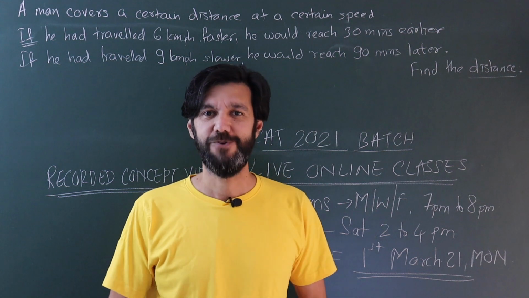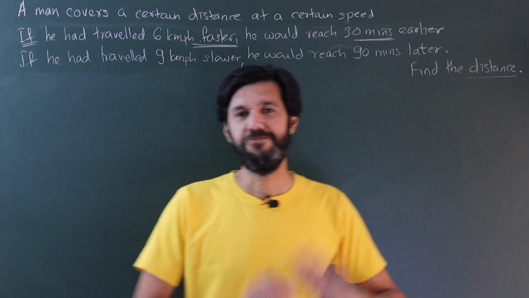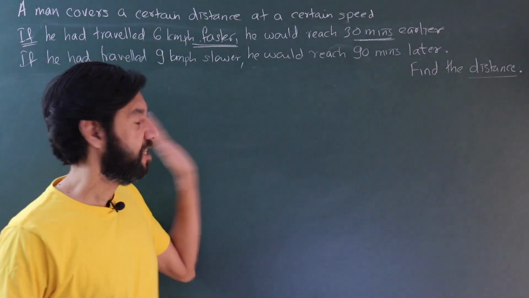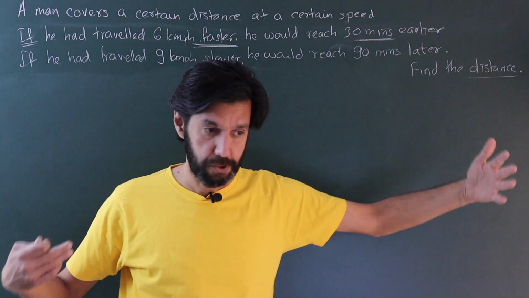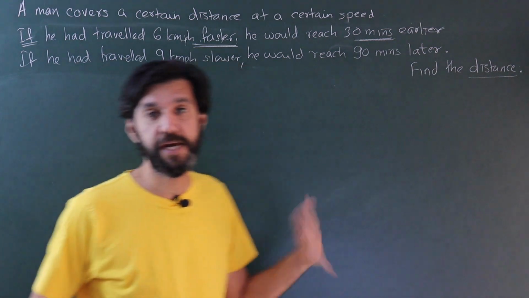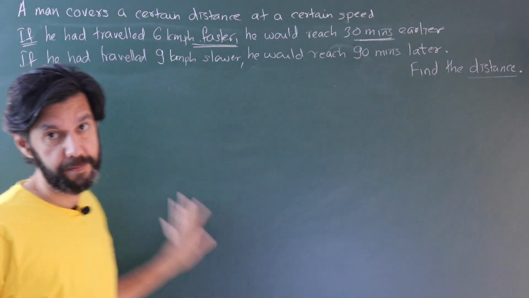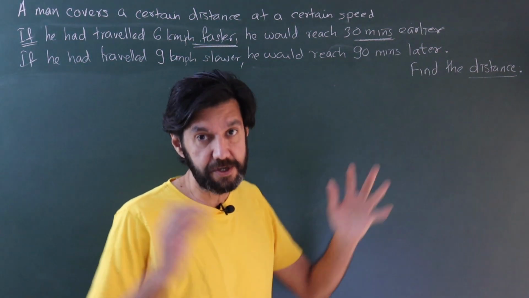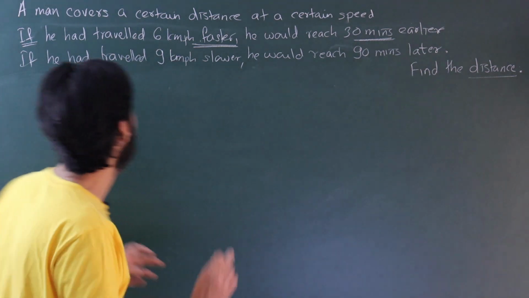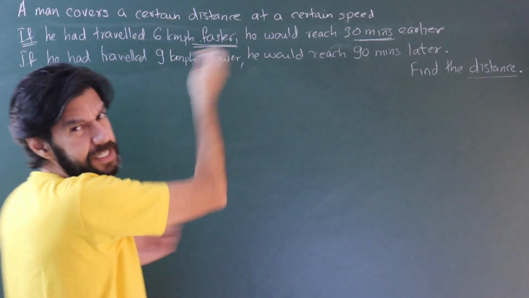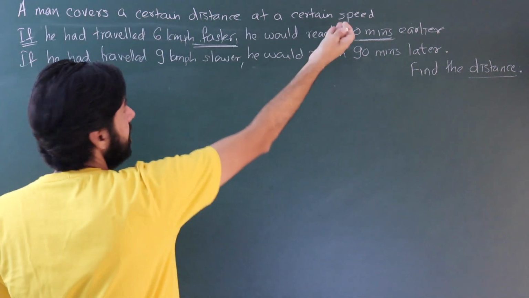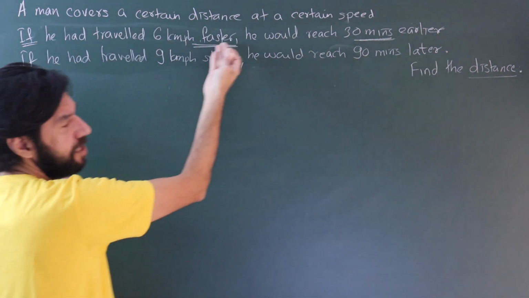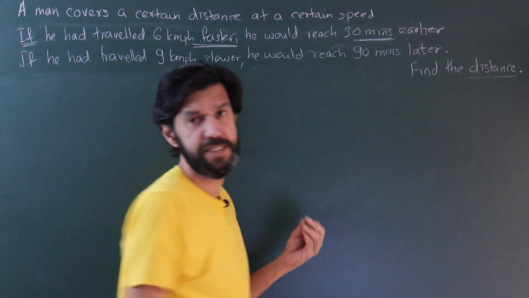So let's get back to our agenda. Hopefully you would have solved the question, because if you have not, then you will not realize how lengthy the solution is and you will not appreciate the efforts needed to reduce the work, students, right? So a traditional question, nothing twisted, covers a certain distance at a certain speed. If I traveled 6 kilometers faster, I would reach 30 minutes earlier.